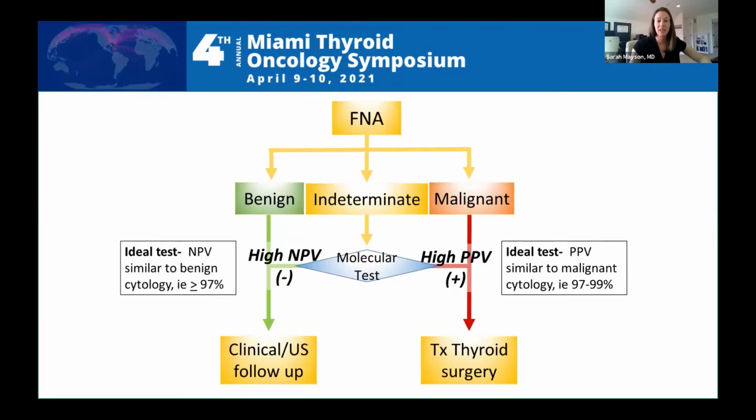This figure shows an ideal molecular test, which has a negative predictive value that approaches that of negative cytology, paired with a positive predictive value that approaches that of malignant cytology. And based on the molecular test results, you can then triage your patient into 2 management groups, those who are followed clinically and those who undergo a therapeutic thyroid surgery.